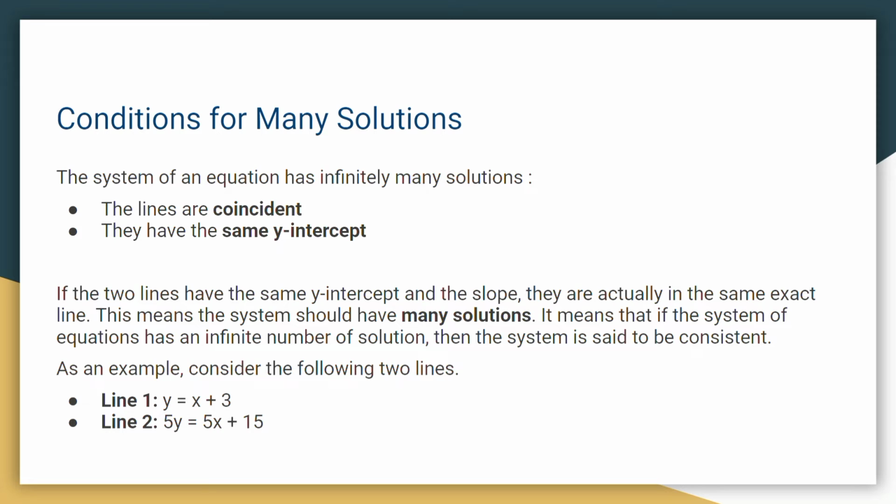As an example, consider the following two lines. These two lines are exactly the same line. If you multiply line 1 by 5, you get line 2. Otherwise, if you divide line 2 by 5, you get line 1.